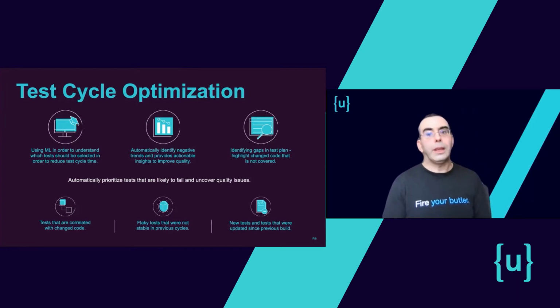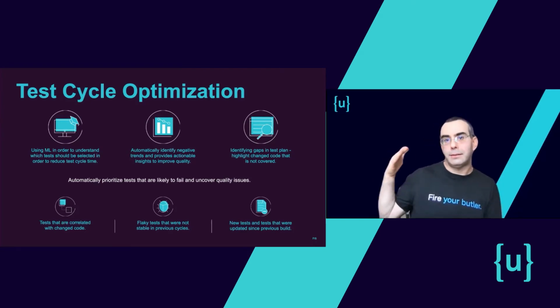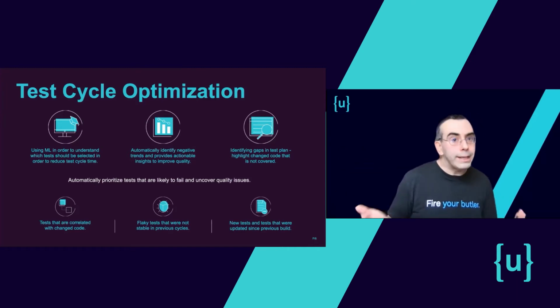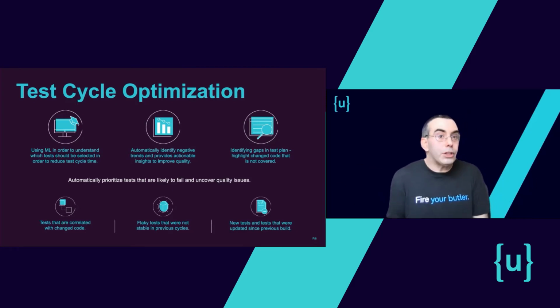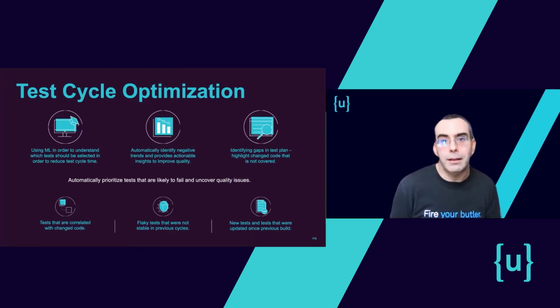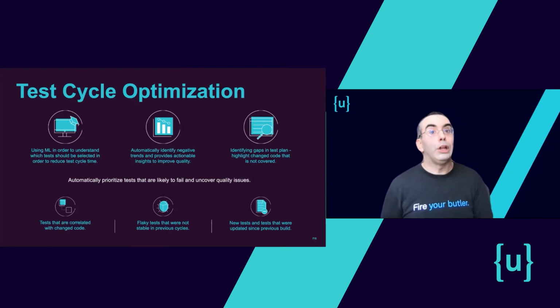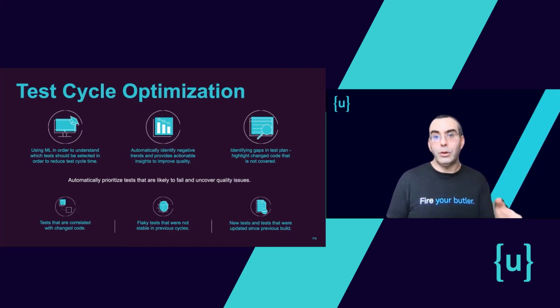Another thing that we can do is to help you to find gaps in your test plan before the test cycle actually starts. So for example, if you made a change to the login code in the current build, and there is no test that can actually cover the login code, we can show it to you before the test cycle starts, so you can make a decision if it makes sense to actually run this test cycle. Because even if you run all the tests that you have, you are still not going to be able to properly test the code that was changed in this build.